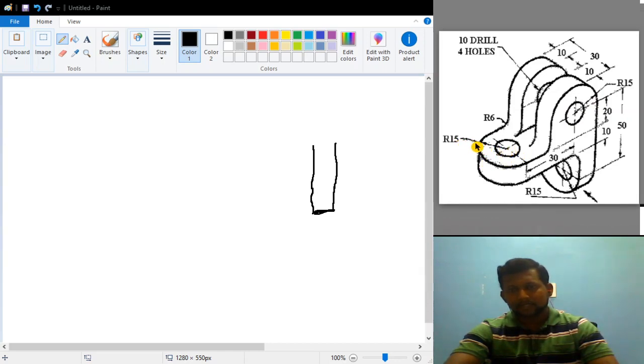So here the radius is given as 15, that means I am talking about this particular distance. This distance will be equal to 15. From this center to this center, it is how much? 30. 15 plus 30, 45. And from here to here, this horizontal distance is again 15 mm. So two 15s and 30, so it is equal to 60 mm.